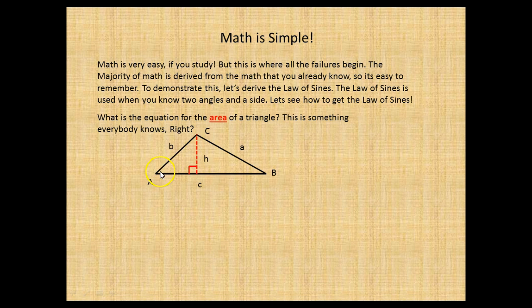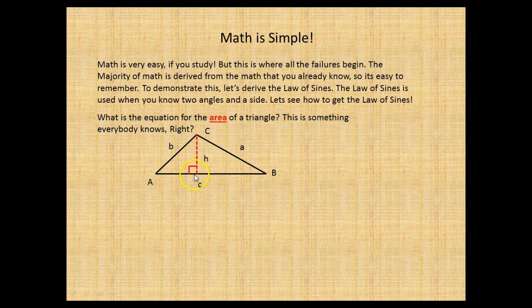So, look how I got this triangle laid out. I have angle A, and opposite angle A, I have side A. Angle B, and opposite angle B, I have side B. Angle C, and opposite angle C, I have side C.